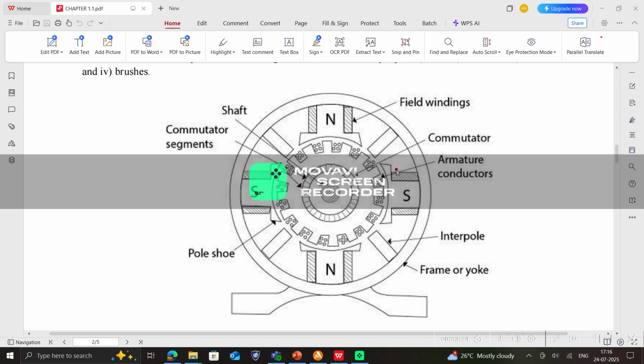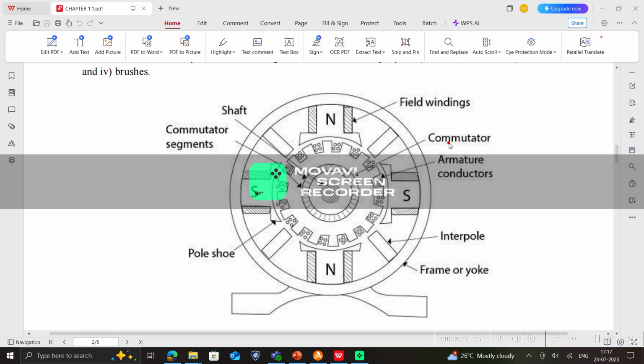One of the main parts is our commutator. You can see these commutator parts. The commutator is nothing but the part which will be converting the AC supply into DC form. Or in simple terms, you can say that it will be converting the bidirectional supply to a unidirectional flow. Okay, so that is all about the commutator segments.